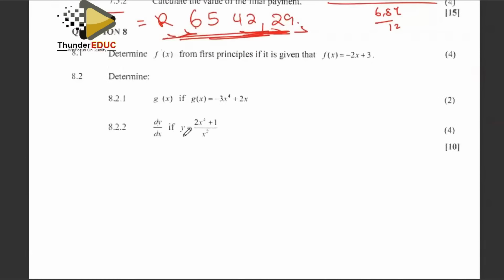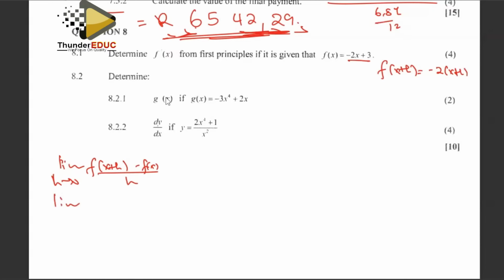Okay, then question number 8, they want us to use first principles. So from first principles, we know that the limit as h tends to 0 of f of x plus h minus f of x over h. So this is f of x, and then our f of x plus h is going to be negative 2 into x plus h plus 3.